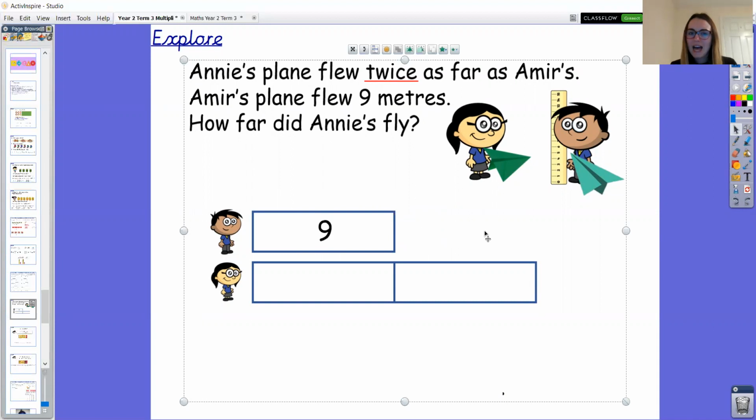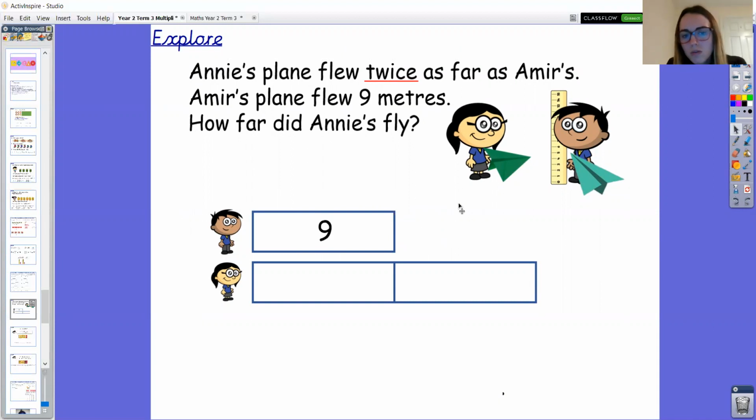How far did Annie's fly? So using the bar model to help you, especially as I've already filled in Amir, have a think, how far did Annie's plane fly? Please pause the video here. Well done, Year 2. So we know that Annie's plane flew twice as far as Amir's, so she will have 2 lots of 9 in the bar model, okay, because it's double 9, it flew double as far.